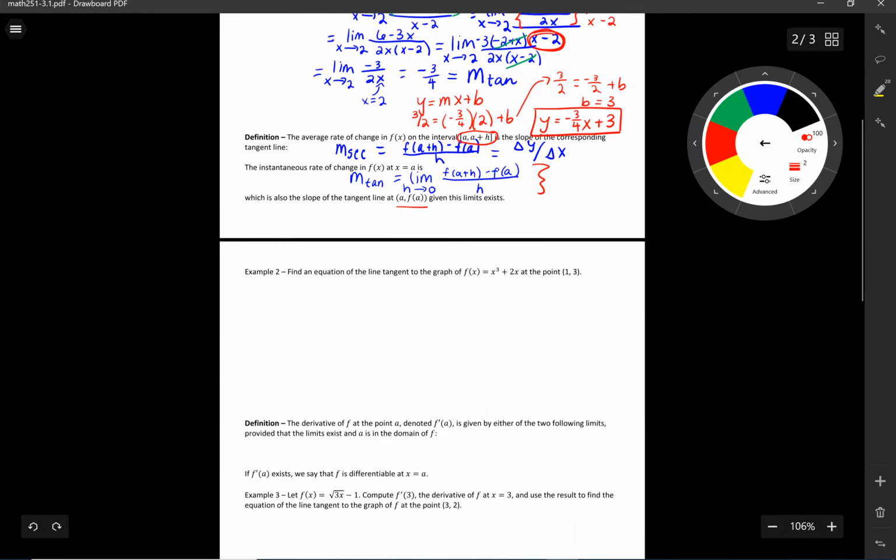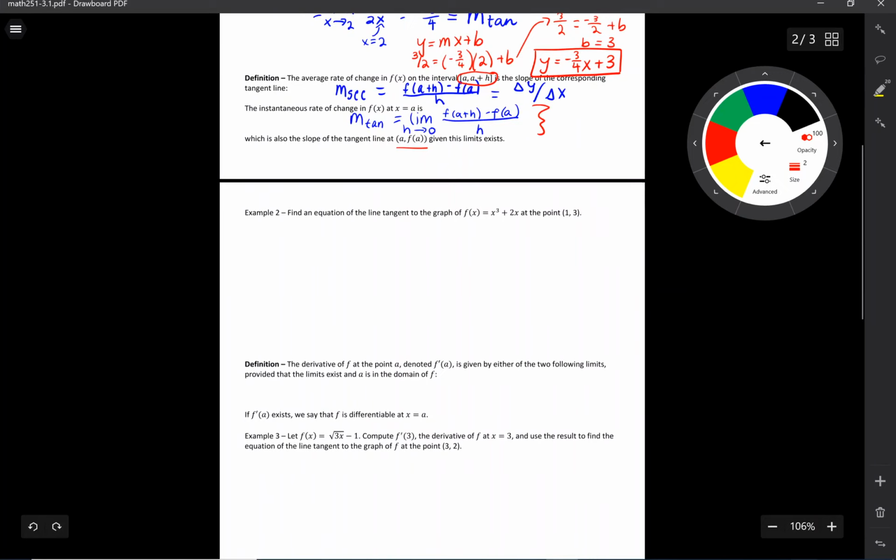All right, we want to find an equation of the line tangent to the graph of f of x equals x cubed plus 2x at the point 1 comma 3. And I want to use the definition that I just learned. So just to remind ourselves, the slope of the tangent line, using the definition that we just learned, is equal to the limit as h goes to 0 of f of a plus h minus f of a over h.